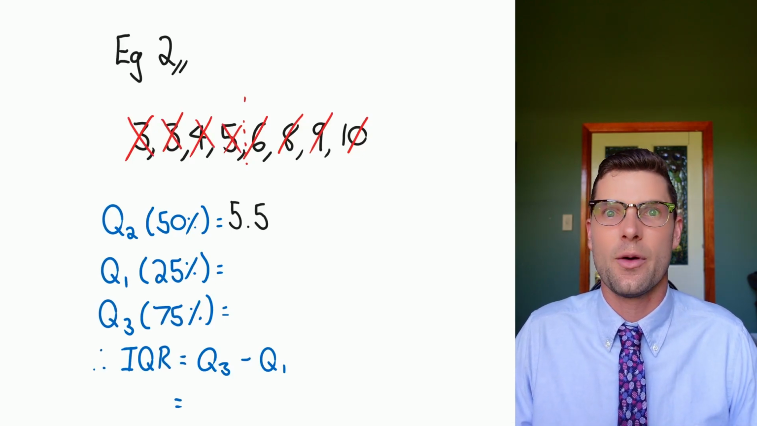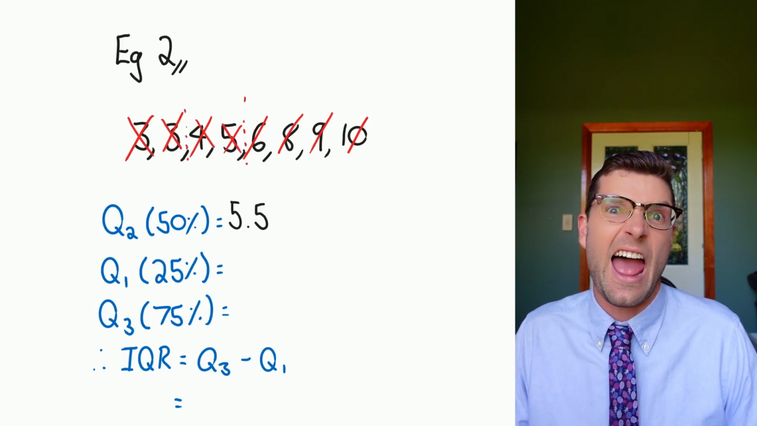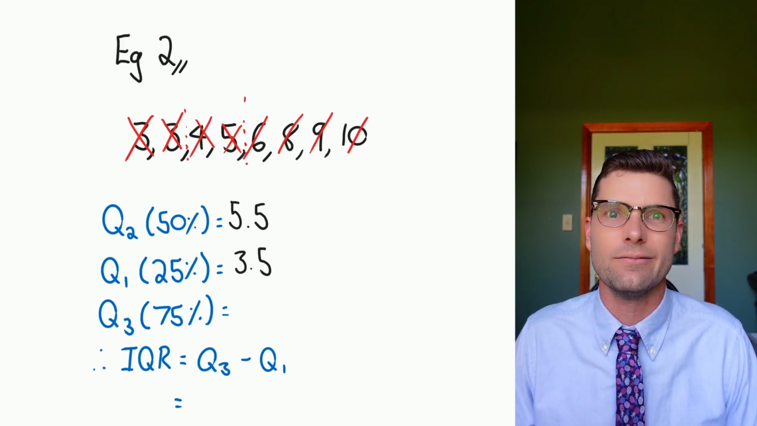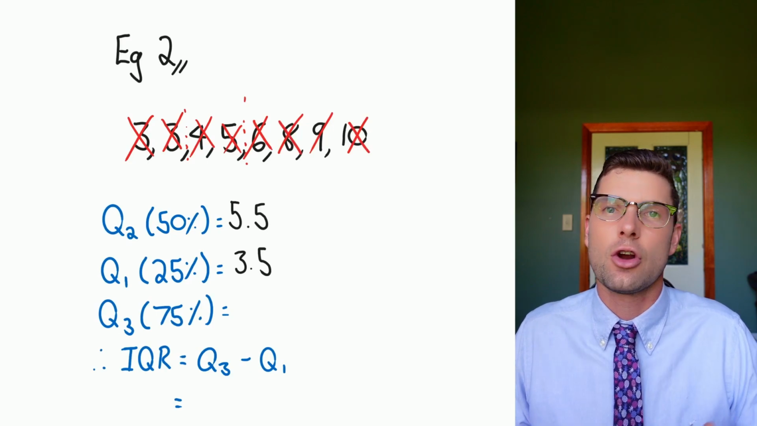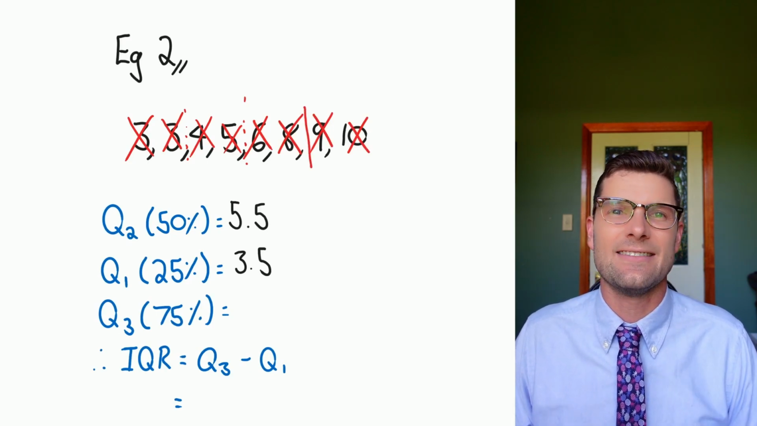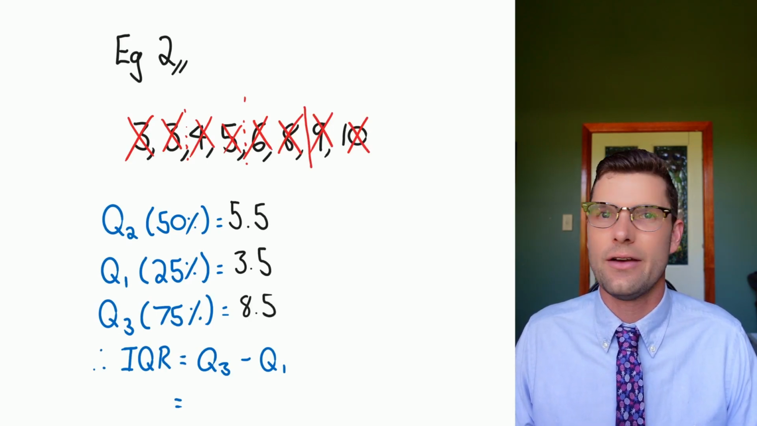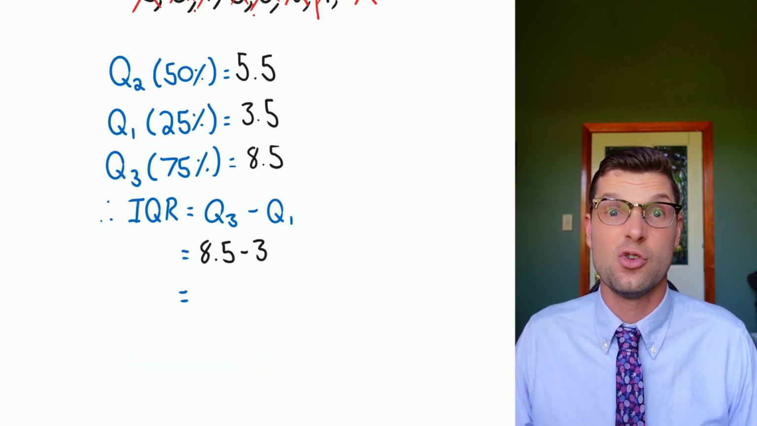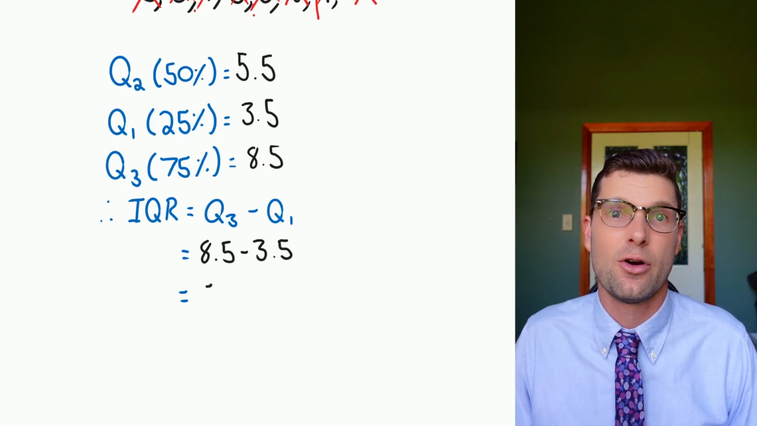I'm crossing out the top, the bottom of this lower half, and in between 3 and 4 is going to be 3.5, and that's my Q1. Exact same thing on the other side, cross out the top and the bottom. I'm in between the 8 and the 9, so my Q3 is 8.5, done. Now I just have to find the interquartile range, Q3 minus Q1, 8.5 minus 3.5 is equal to 5.